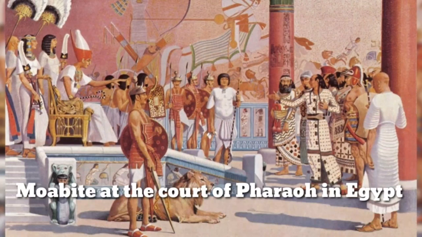In this artwork, we can view a Moabite at the court of Pharaoh in Egypt. This man is probably a prince or a king of the Moabites, talking to Pharaoh of Egypt.